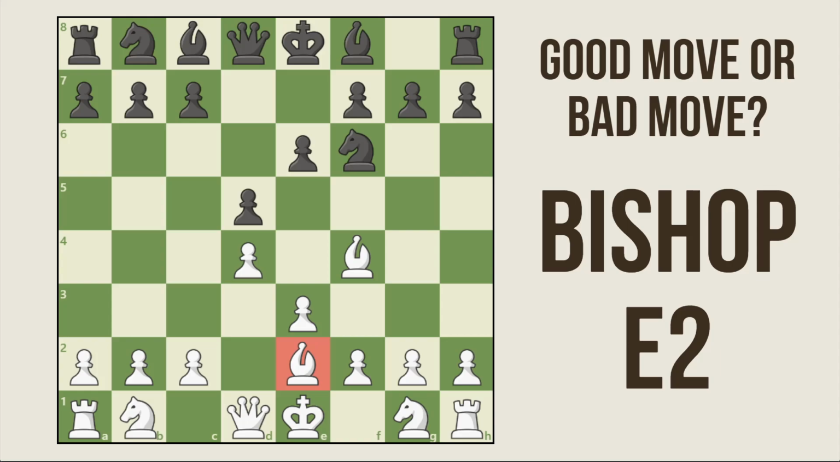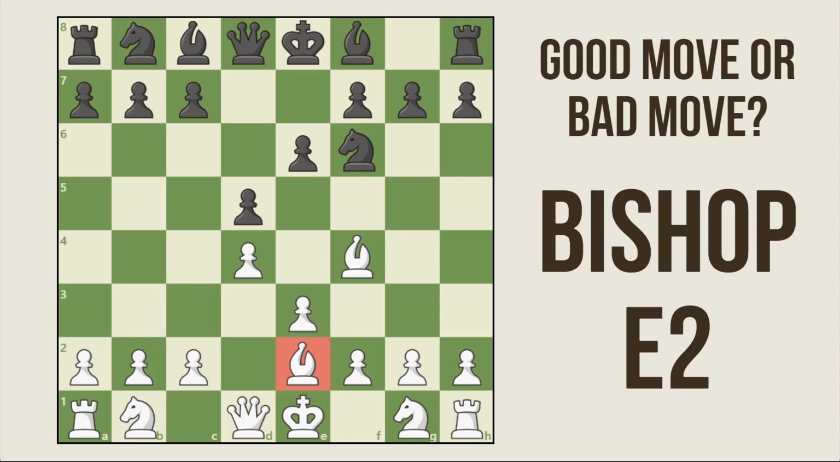Good move or bad move? Any ideas? So remember, this is our light squared bishop. So where does it go? It's a bad move. Why?